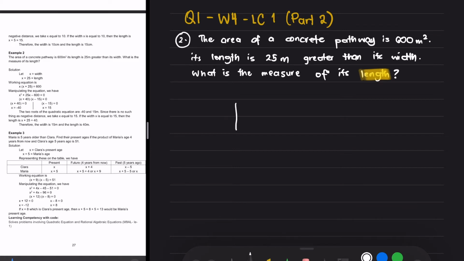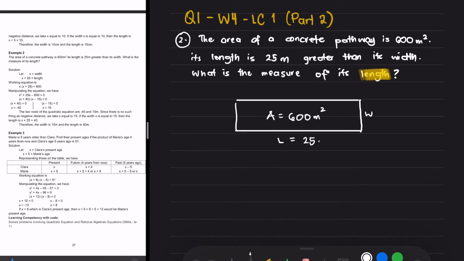Sabi dyan, the area of a concrete pathway. Kung i-drawing natin, kung ito yung concrete na pathway, when we say pathway, daanan, no? Yung area niyan, this is the length at saka yung width. Ito yung area niya, 600 meters squared. May squared siya kapag area. Yung length niya daw is 25 meters greater than its width.